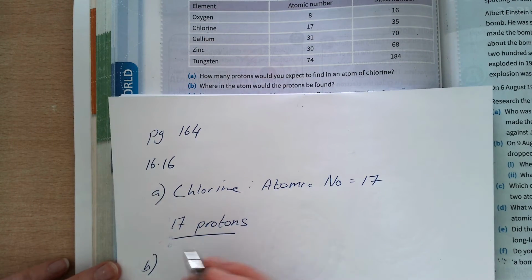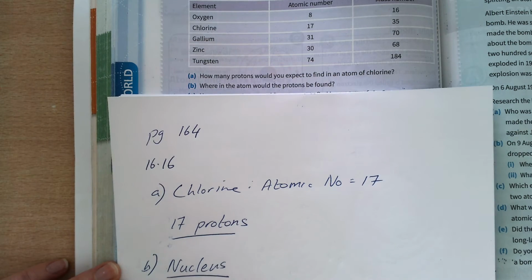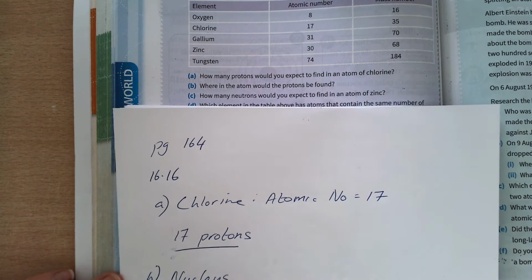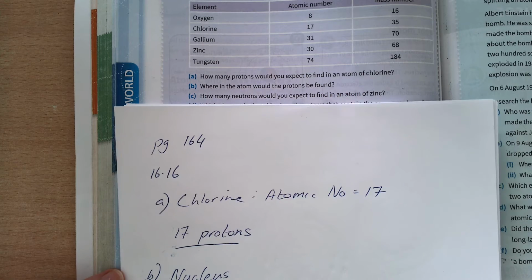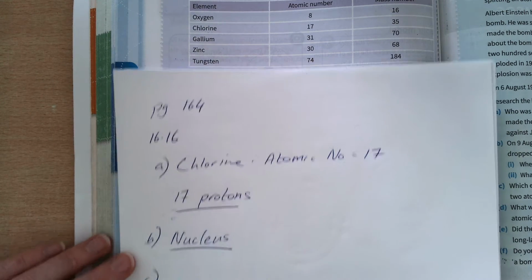B, where in the atoms would the protons be found? Remember, protons and neutrons are always in the nucleus. C, how many neutrons would you expect to find in an atom of zinc?